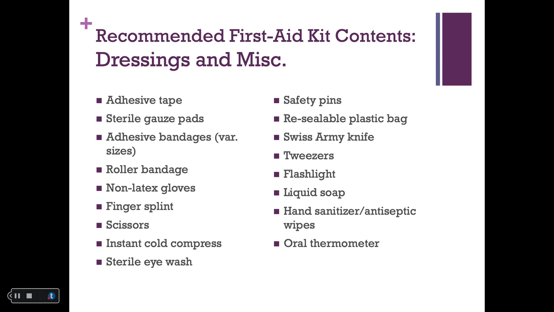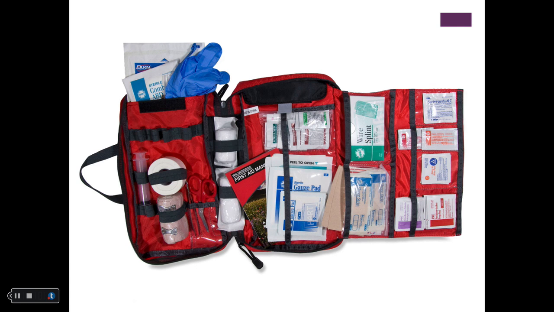You might also see them contain dressings, so things like adhesive bandages, gauze, some sort of tape, sometimes roller bandages for stabilizing areas or a finger splint. A lot of times you'll see gloves and scissors, maybe a cold compress, and then some other random things. So you might find safety pins, a resealable plastic bag, a Swiss Army knife, just other things that you may need to use in an emergency situation. And a lot of times they come all bundled together in one of these handy little packs. And that's pretty slick, so you can actually buy them all pre-assembled.